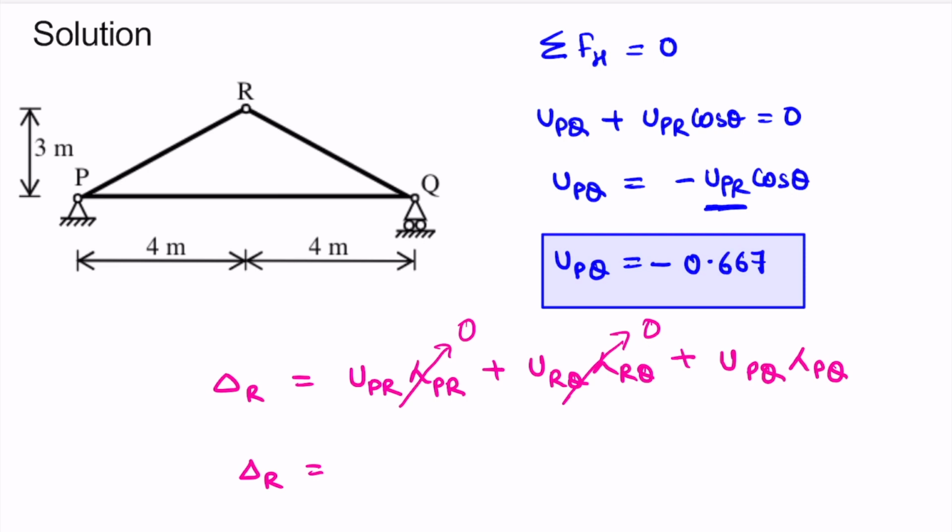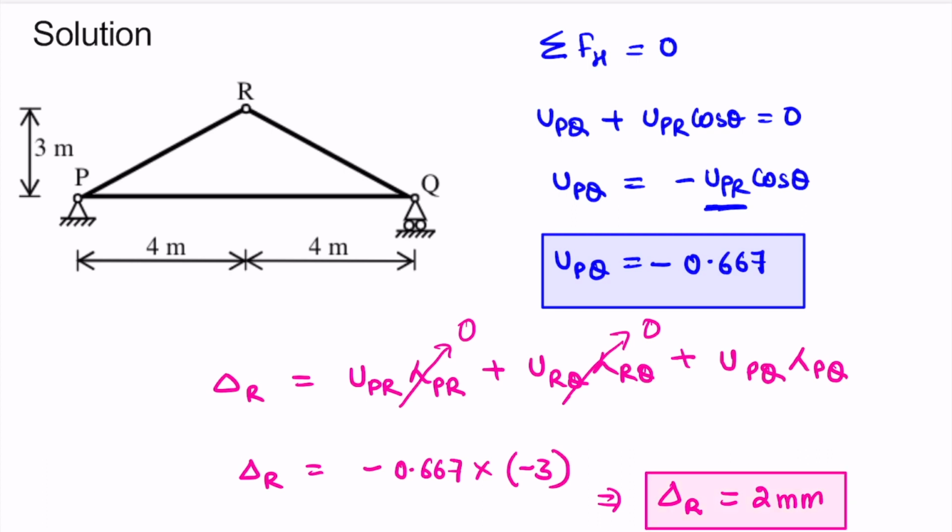We know the value of UPQ, that is minus 0.667, and the lambda value is minus 3 mm. Why? Because it is short by 3 mm. From here we get the value of delta R, that is displacement of joint R, as 2 mm.